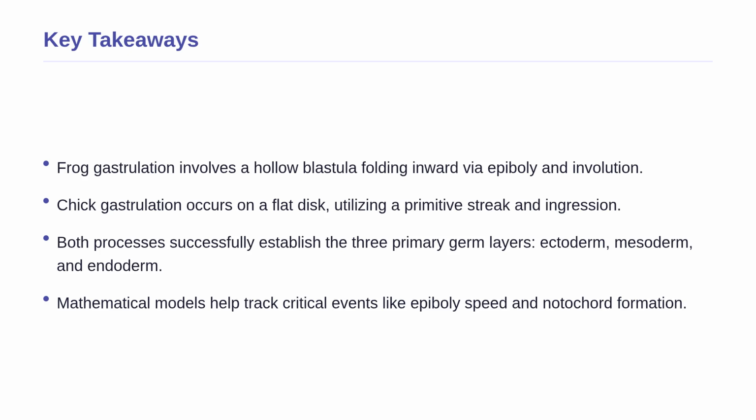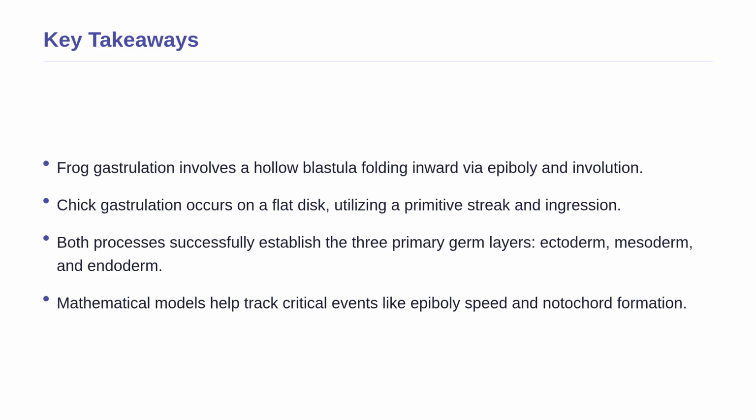We have covered a lot of ground today, so let us review the most important ideas. First, we saw that frog gastrulation transforms a hollow ball of cells through the sweeping movements of epiboly and the inward rolling of involution. Second, we learned that the chick embryo, sitting on a massive yolk, must develop on a flat disc. It achieves this by forming a primitive streak, where cells drop down through ingression.